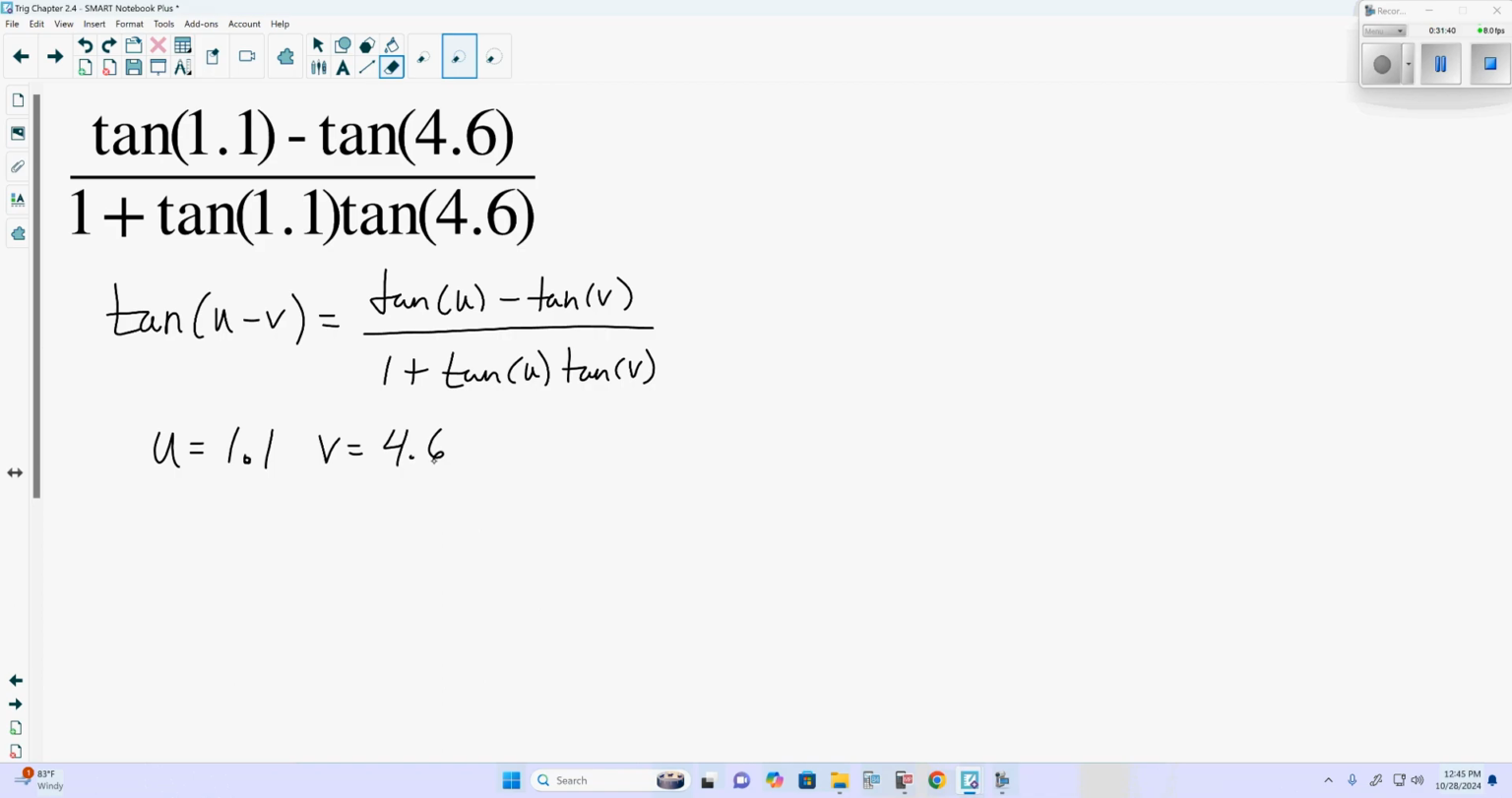4.6. Really telling us that we have tangent of 1.1 minus 4.6, which in simplified form would be negative 3.5. Questions on this here?